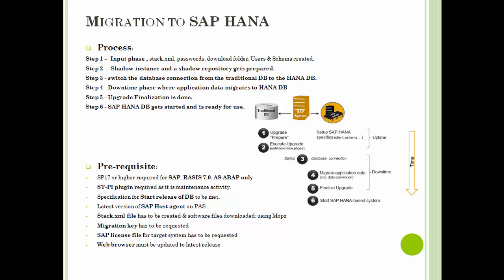Next, stack.xml and the software component upgrade files must be available. That is, stack.xml must be created and software component upgrade files must be downloaded using the maintenance optimizer in the SAP Solution Manager, that is using MOPZ, and they must be available in the file system on the database server. And then the migration key has to be requested. It must be downloaded from the service marketplace by providing the proper information, and SAP license file for the target system has to be requested, and web browser must be updated to latest release.